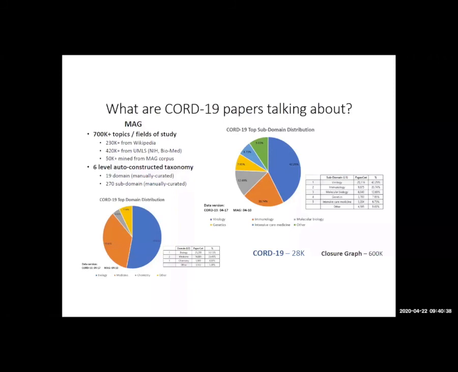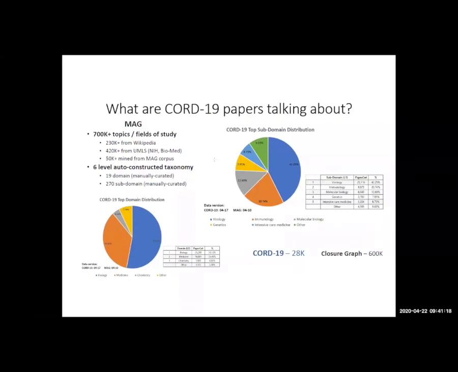So once we join the Core 19 corpus with the MAG together, we can understand not only on the individual paper level what each paper is talking about, we can also do some high-level analysis on the full collection, right? So here on the left bottom corner, we have the top domain distribution for the Core 19 47K papers. There's no surprise, the majority of them, close to 90% of them, are talking about the biology domain and the medicine domain topics.